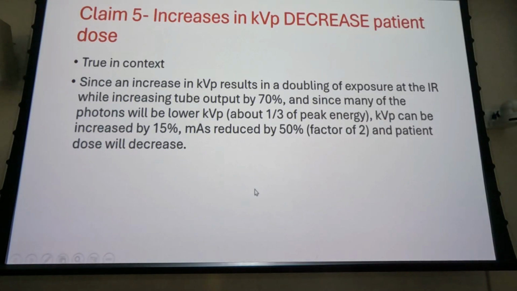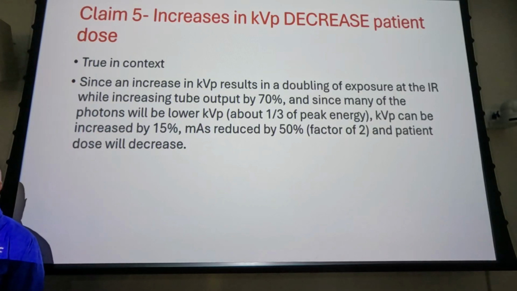So claim 5. We already talked about how increases in kVp can increase patient dose, and does increase patient dose. Can an increase in kVp decrease patient dose? Yes, in context. All right, so there are 2 things that you're going to have a tendency to conflate. You've got a 15% change in kVp. A 15% change in kVp equals how much of a change at the image receptor, if kVp is the only thing that you change? A factor of 2, right. So the image receptor exposure changes by a factor of 2.